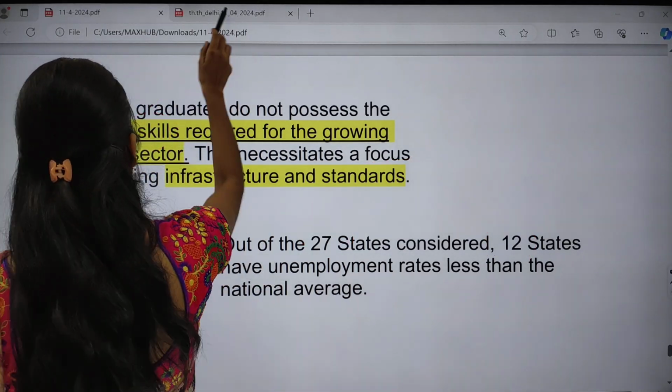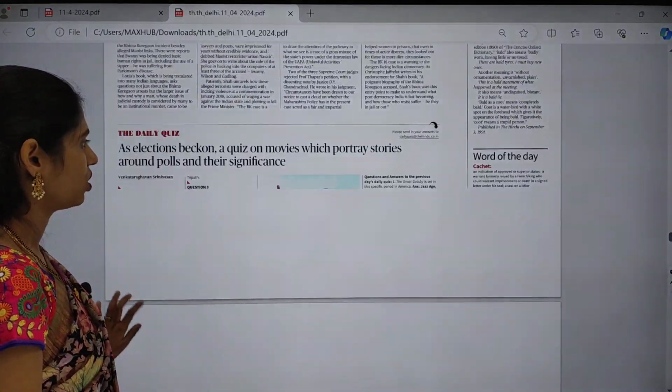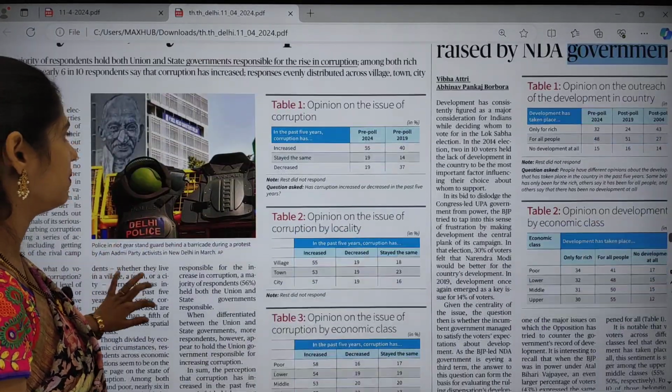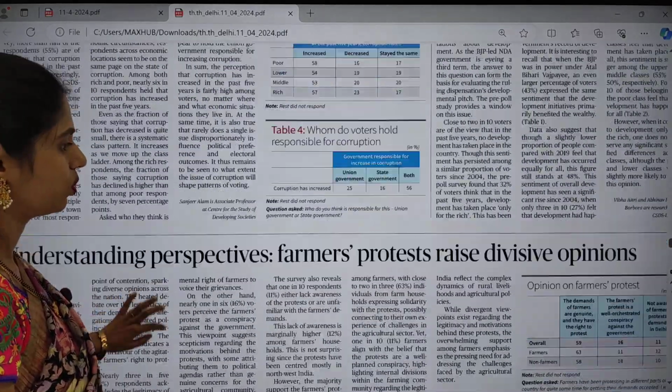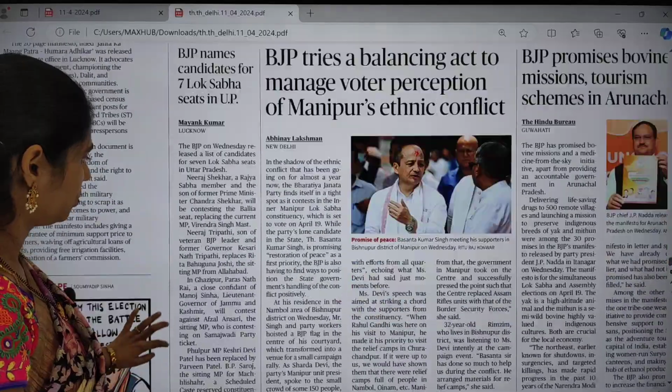Now let us move on to our Delhi page. You can move on to this news page. Here you have again CSDS Lokniti. If you have time, you can go through this. And leave this election page, it is not at all useful.